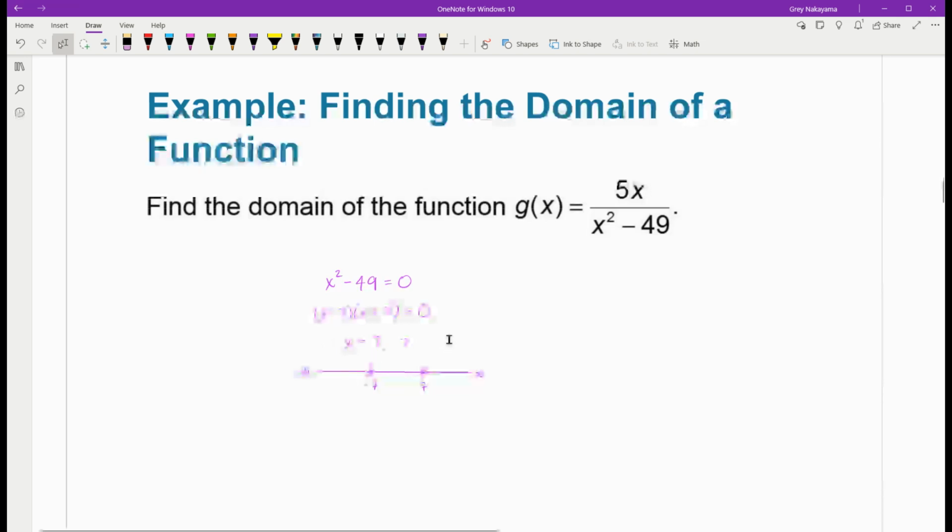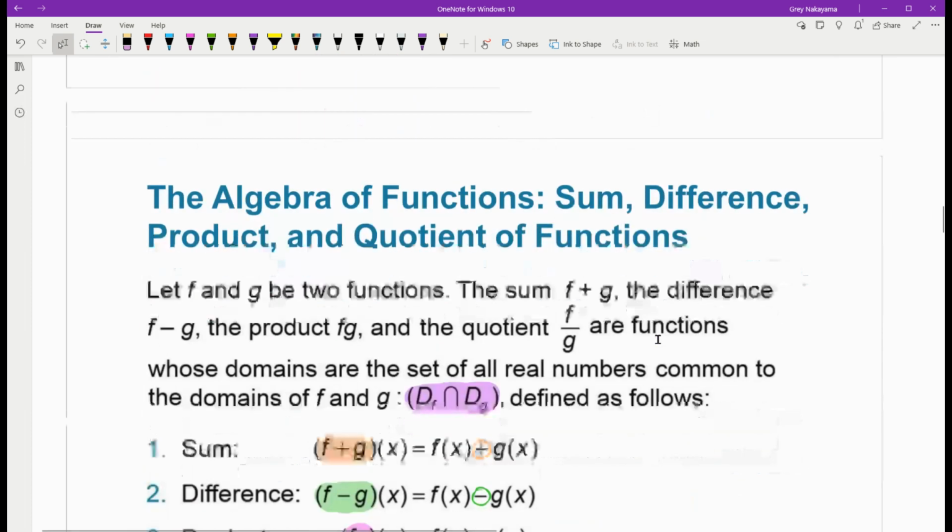So what I'm going to do when I write my domain, if you think about how many pieces, I have 1 piece, 2, and 3 pieces. So when I write my intervals, I'm going to write them with 3 pieces. So my first one is going to be negative infinity to negative 7. And then I'm going to go negative 7 to 7. And then I'm going to go from 7 to infinity. And that's all it is. Okay, so that's finding the domain.